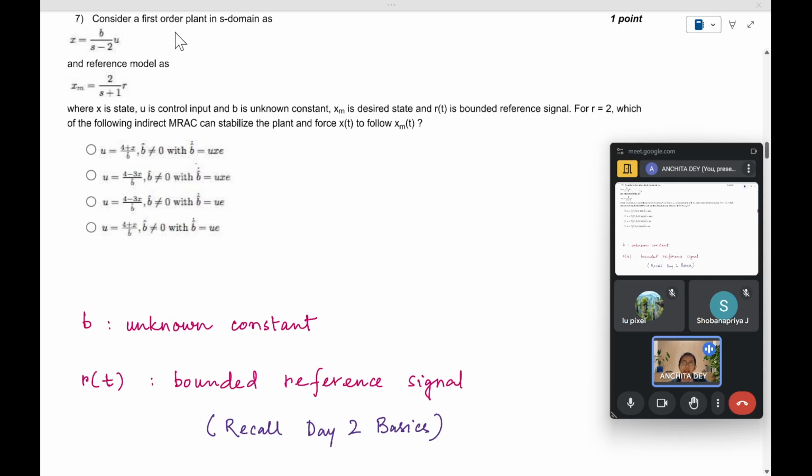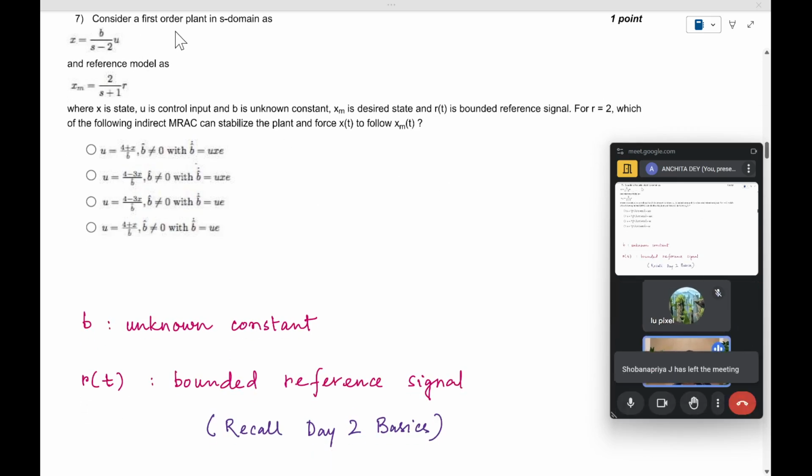We are given a first order plant in the S domain as x is equal to b by s minus 2 into u, and a reference model given by xm equal to 2 by s plus 1 into r, where x is your state, u is your control input, b is an unknown constant. And so this b is the parameter that we do not have any idea about.